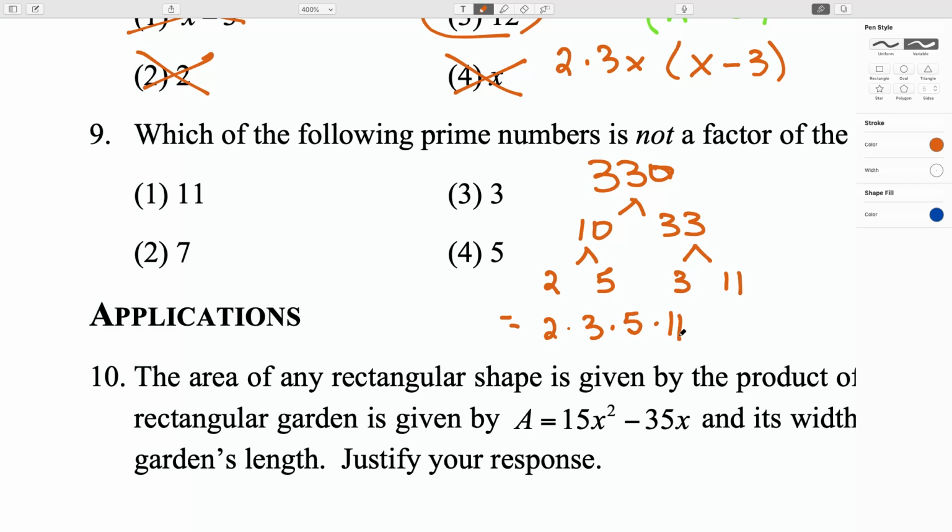Let's see. Not. Do y'all use that strategy where you circle important words? So 11 is, 3 is, and 5 is. So 7 is not.